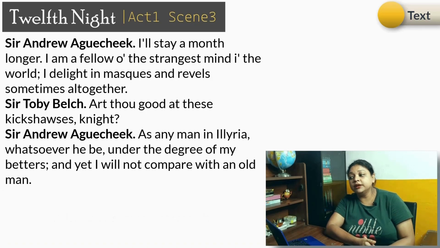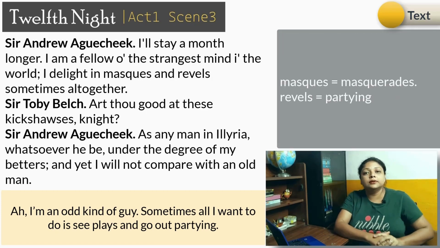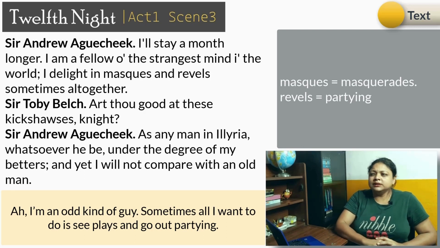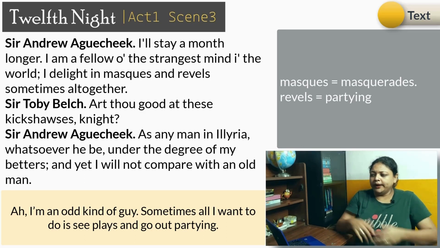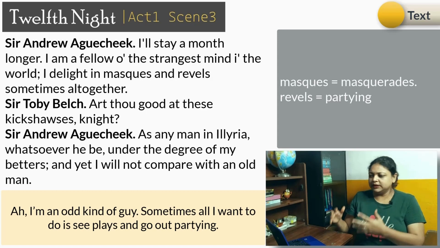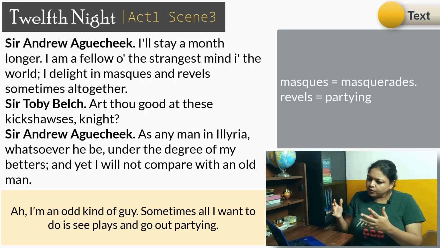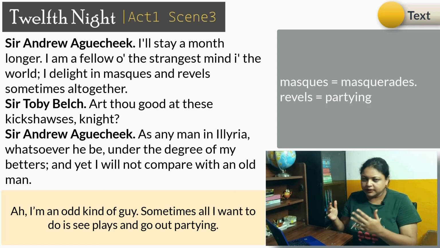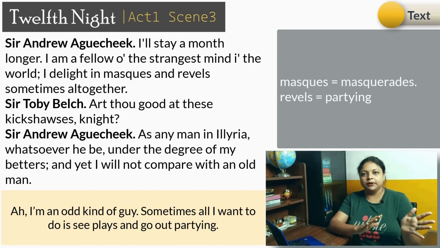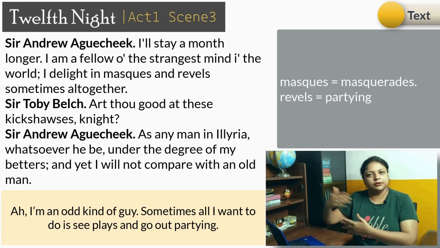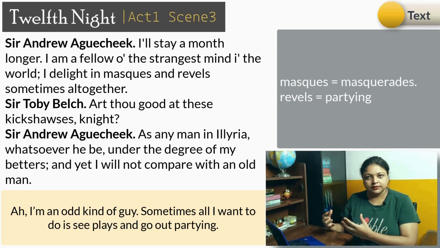"I'm a fellow of the strangest mind in the world. I delight in masks and revels sometimes altogether." So this is very peculiar, the way they change topics. They're talking about Olivia and how he's going to win her, and before going any further, he's suddenly changing the whole topic. This is happening repeatedly through this whole scene. There is a lack of consistency in the conversation.